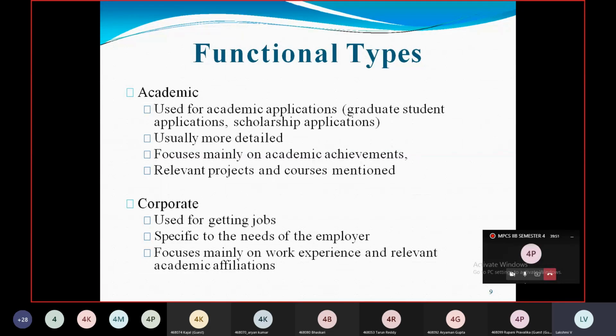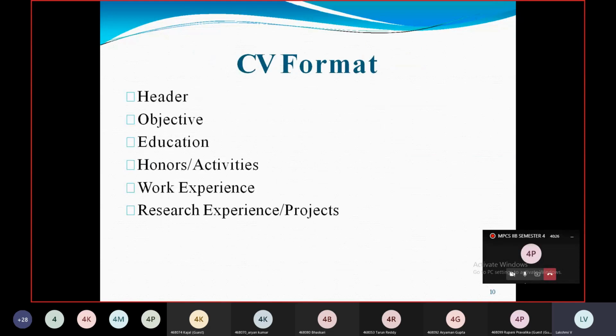What is the purpose of academic CV? We mainly use this functional CV under academics because whenever we are applying for a position as a student, either in universities to do your MS or so, or it is the application or the CV which you give to get your postgraduate seat in a particular college. During that time you prepare these CVs because they have more details and focus mainly on the academic achievements.